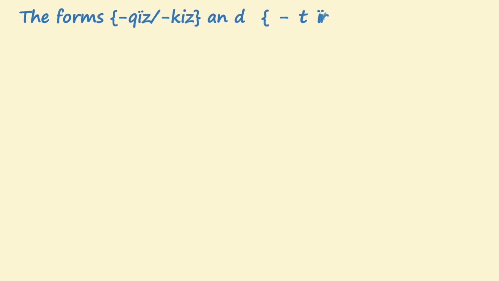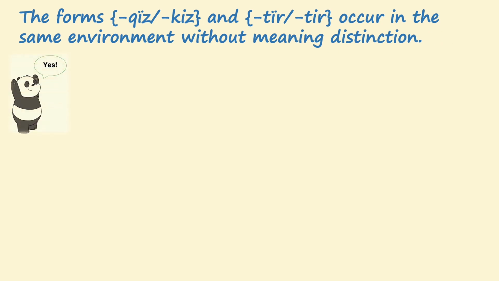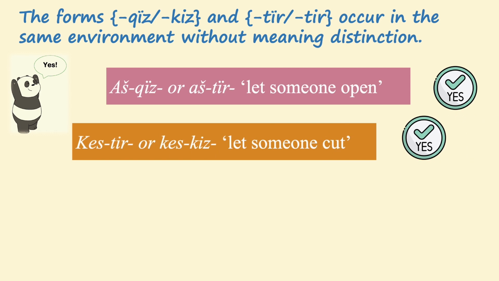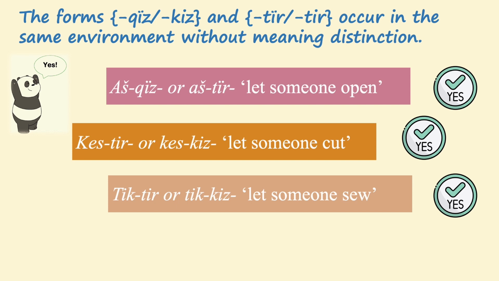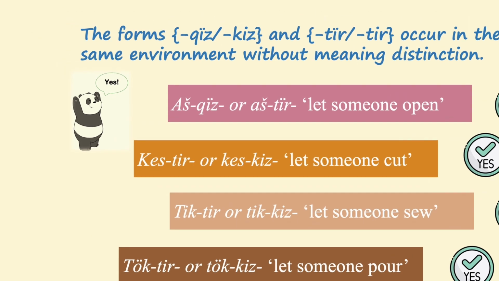The forms kız, kiz, and tır, tir occur in the same environments without meaning distinctions. For example, aşkız or aştır, let someone open. Kestir or keskiz, let someone cut. Tıktır or tıkkız, let someone sew. Töktür or tökkız, let someone pour. All those forms are equally correct.